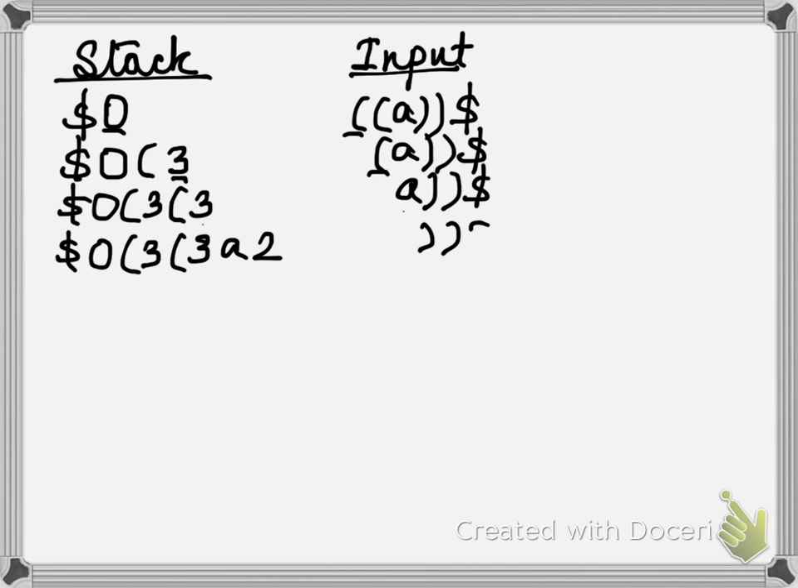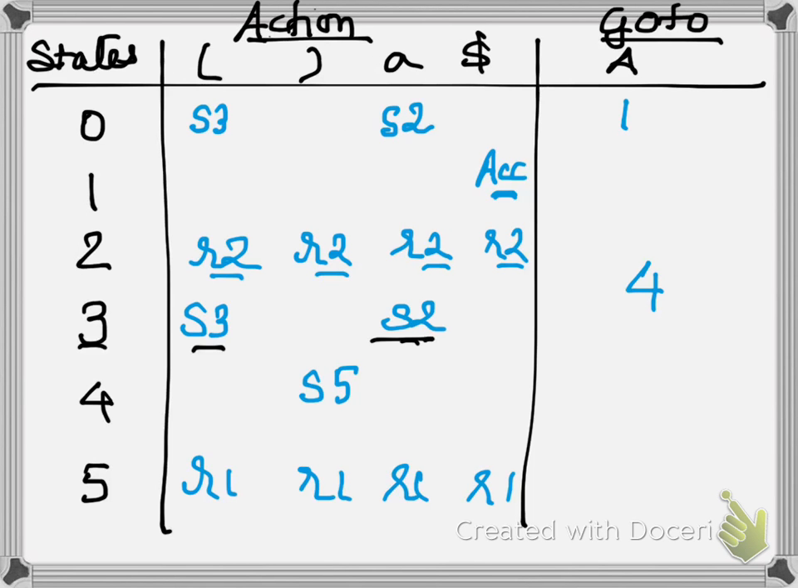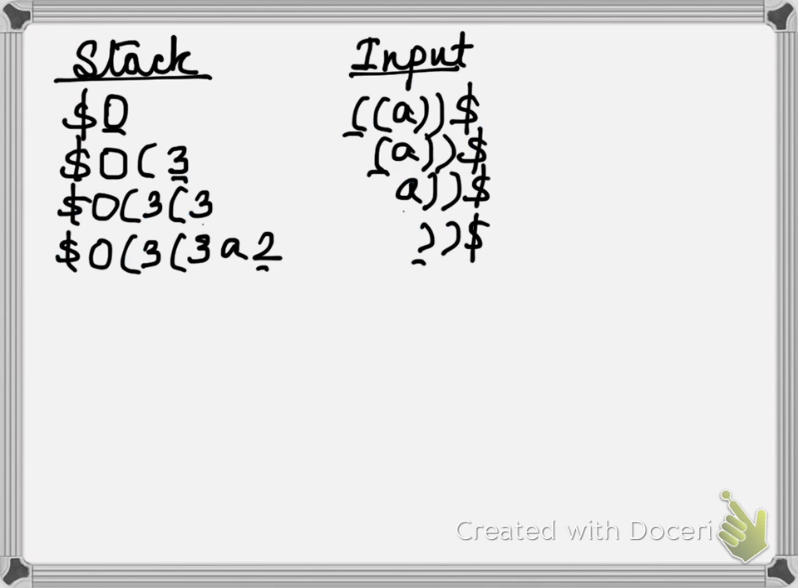And you are left with these. Okay, now 2 on closing parenthesis. Now 2, you can see it is reduced. So 2 on closing parenthesis is reduced, R2. So reduce 2. 2 is this, we will reduce by this. That means A will be replaced by capital A.